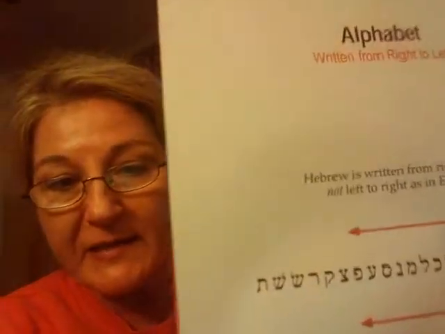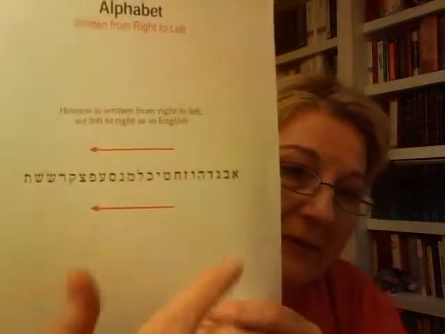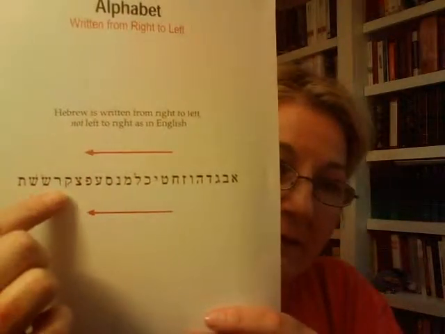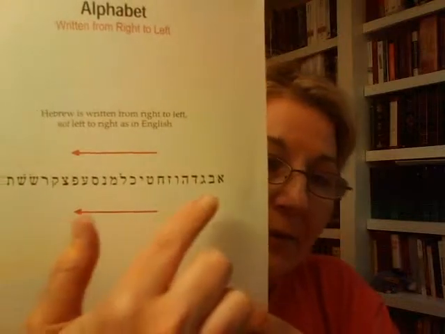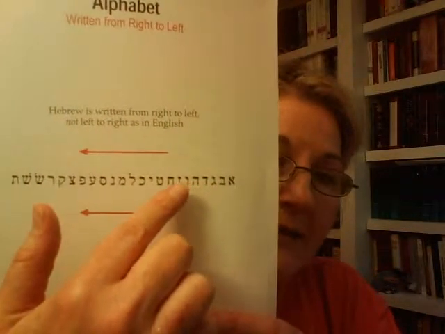You would expect to see the alphabet, if it were written correctly, as A, B, C, D. But in Hebrew, it's Aleph, Beth, Gimel, Daleth, Hey, Wa, Zion, and on down the line. So it's written in the opposite direction. It's written from right to left, where English is written from left to right. So you'll have to practice with that just a little bit.